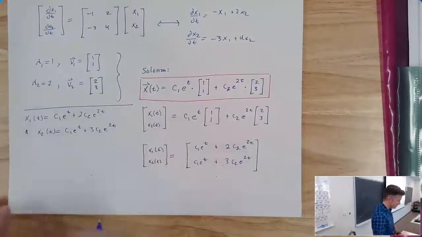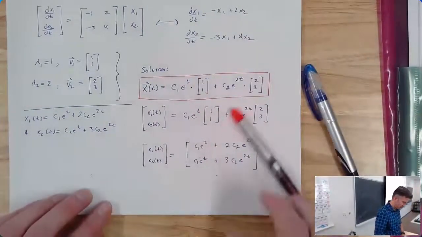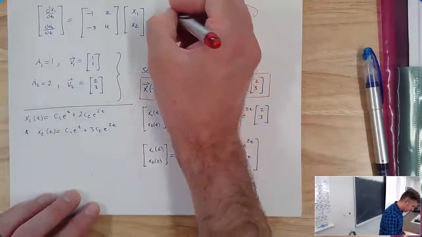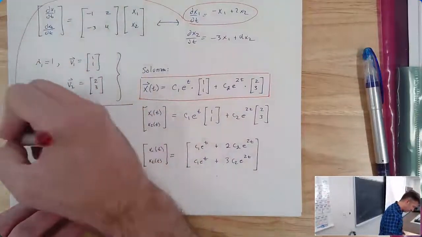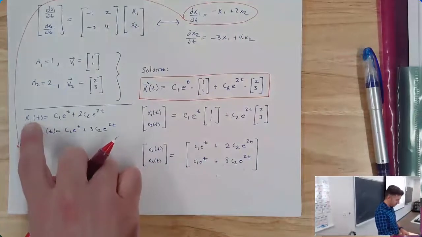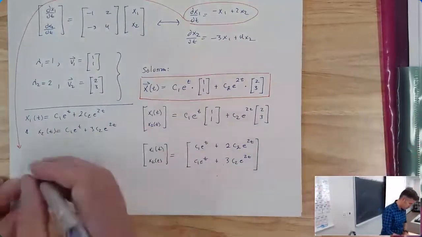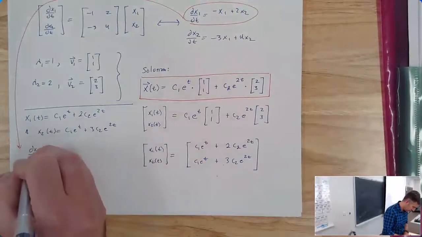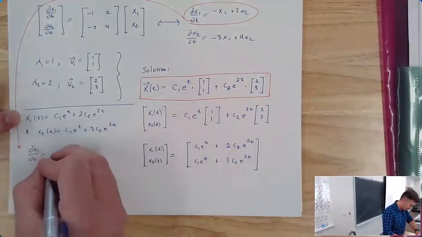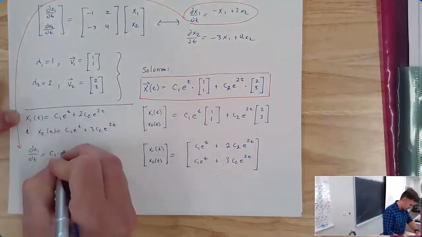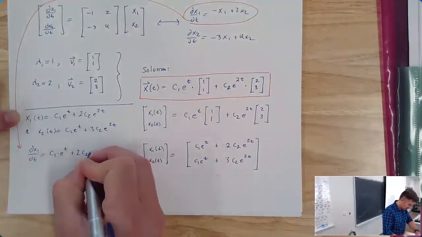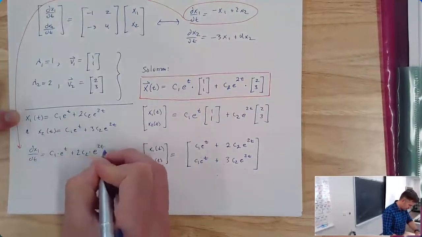And now what we're going to do is just look at this first equation and find both sides of it. So let's find the derivative of x1 first. I can differentiate that. dx1/dt is going to equal the derivative of what this is equal to. So it's going to be c1 times the derivative of e to the t, which is e to the t. And it's going to be 2c2 times the derivative of e to the 2t, which is e to the 2t times 2.